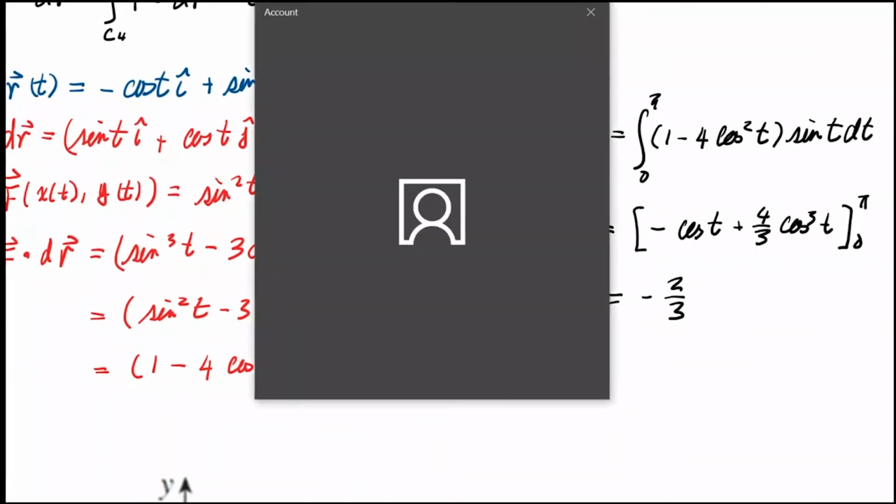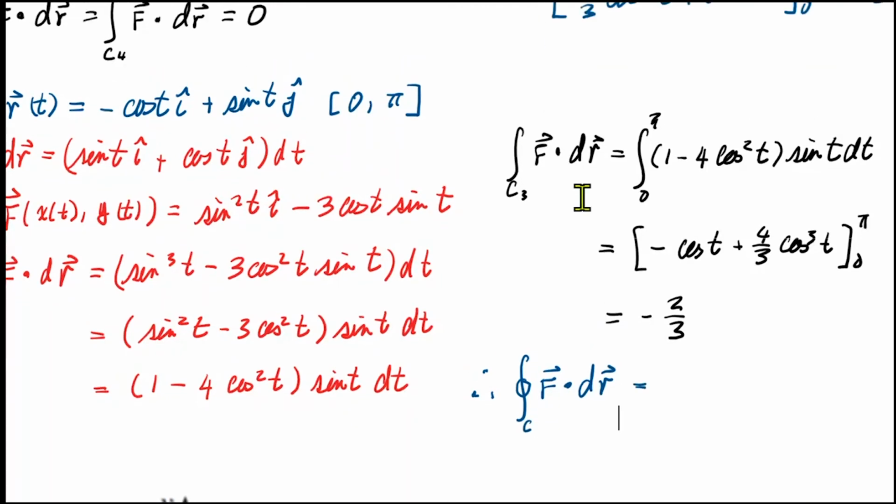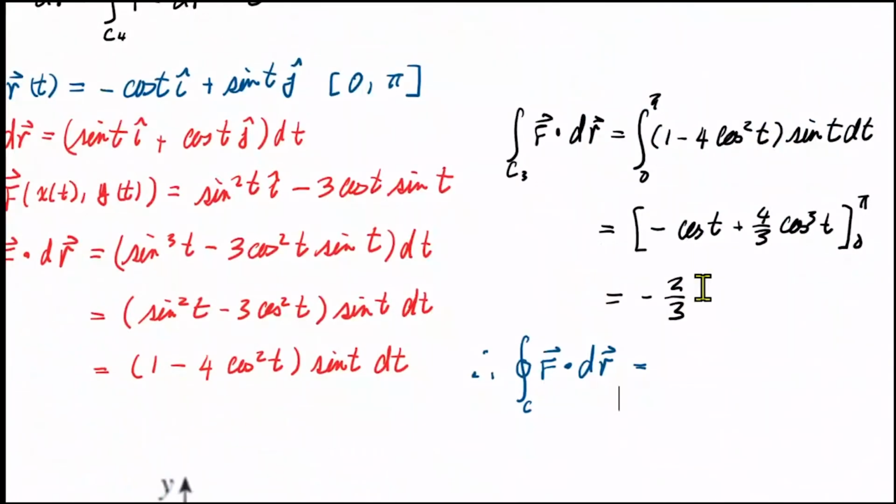Okay, so what is the entire line integral? Therefore, I can say the integral over all of C of f dot dr is equal to our previous value, 16/3, minus 2/3. So that's 14/3. How's that? Can you handle this?